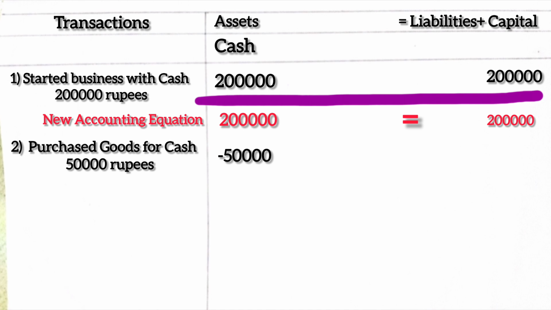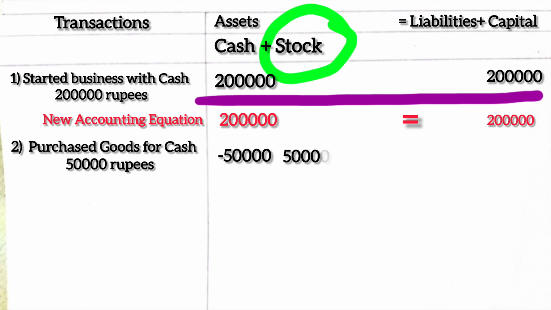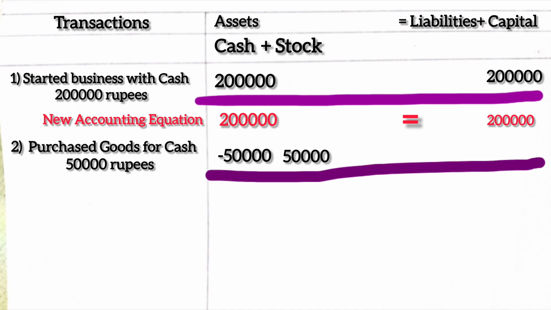and this 50,000 we will have to subtract. Why do we have to subtract it? Because goods are coming into the business. When we make purchases, goods come into the business and cash goes out from the business. So below cash, we will be subtracting 50,000, and then in the assets column, below assets, we will be writing stock. We will be writing stock plus 50,000.